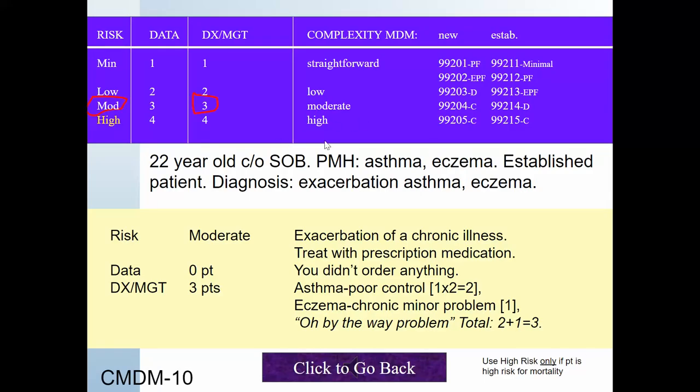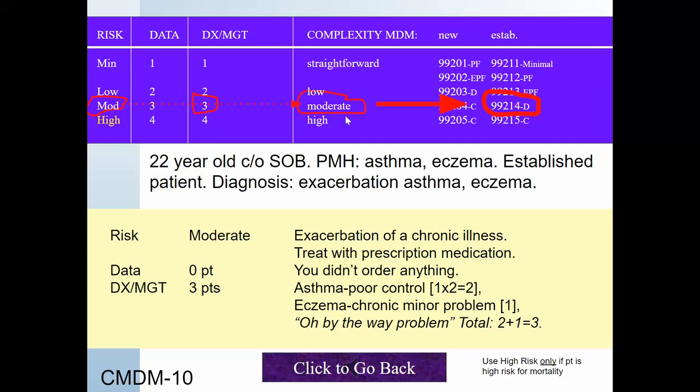So let's see how this coding tool then works. And you probably already figured it out by now. It's pretty easy to look at. Risk is moderate. Diagnostic management is 3. And so when we have 2 levels in common that justifies the level, the highest level, we just simply draw a line to moderate. The complexity of medical decision-making for this patient is moderate.